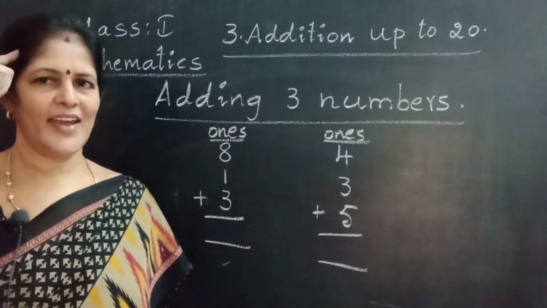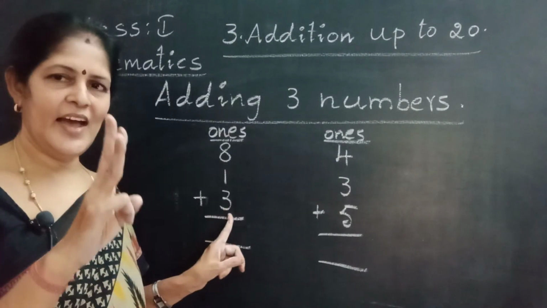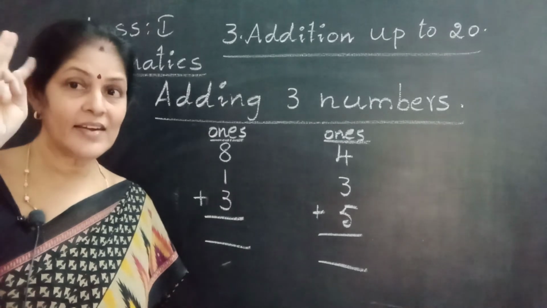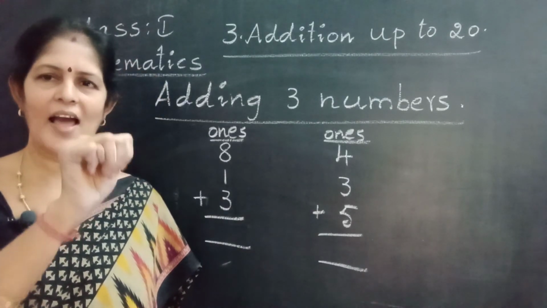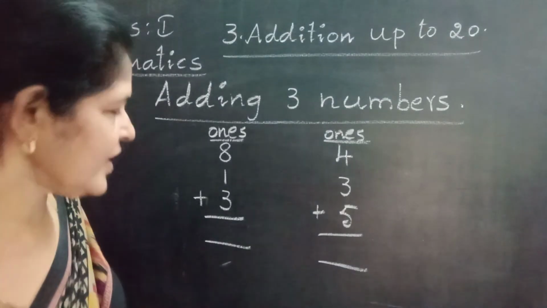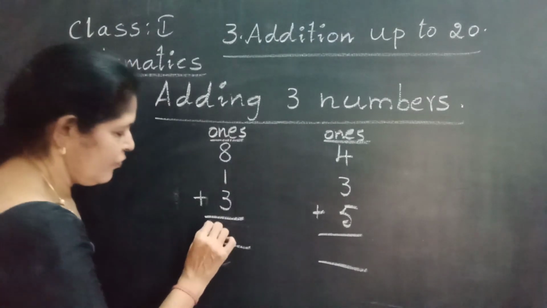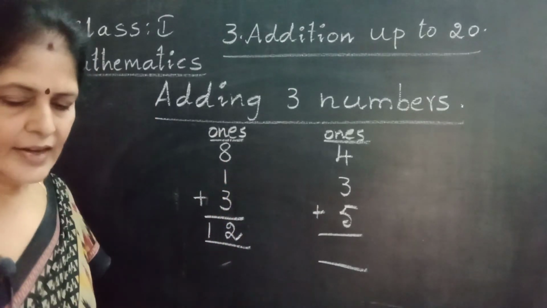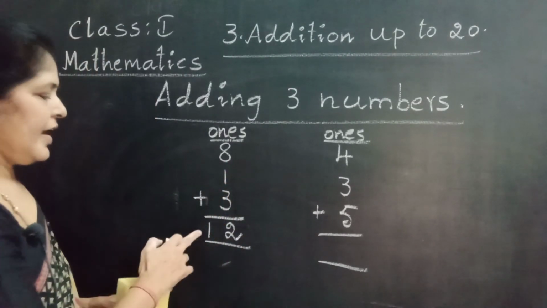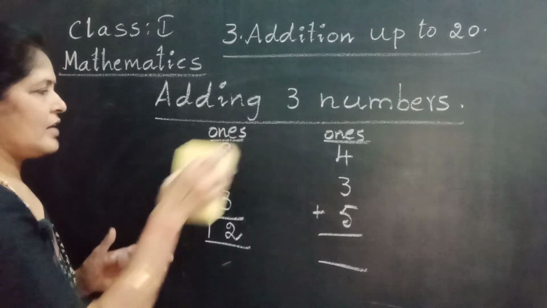9 in the mind. Take 3 fingers. What is in the mind? 9. 9 after 10, 11, 12. What is the answer? What is the total? 12. 1 ten, 2 ones. Here we get tens place number also.